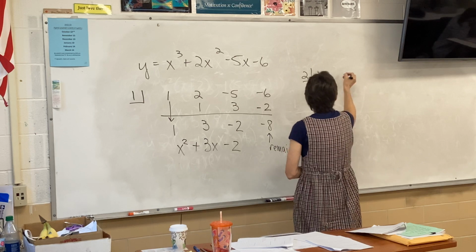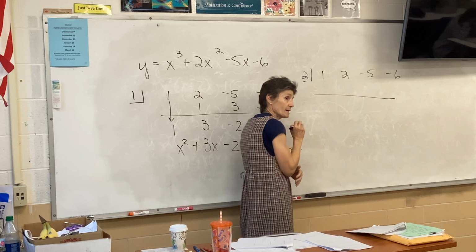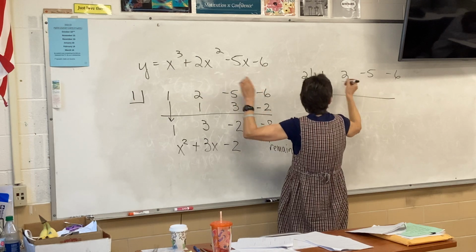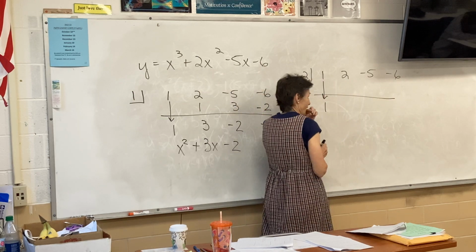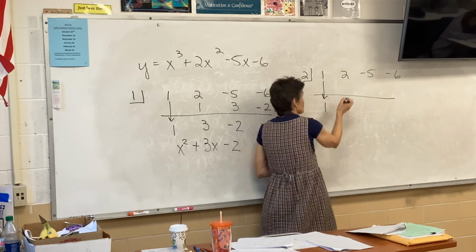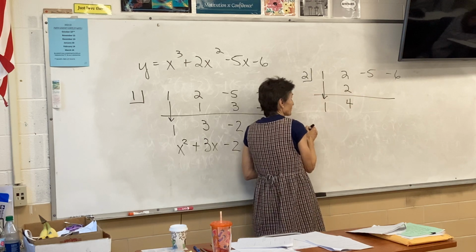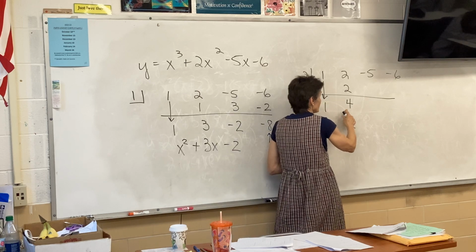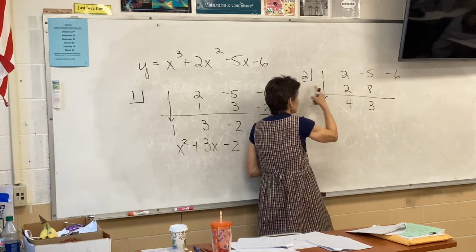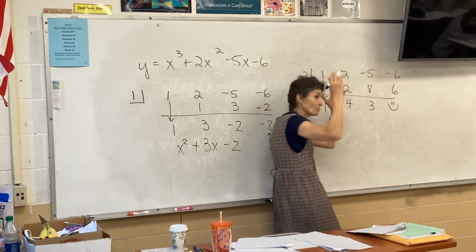So 1, 2, -5, -6. All right, let's walk through this one again, and then maybe you'll try the next one on your own. Remember, these are the numbers from the problem. Bring the first one straight down. 2 times 1 is 2, write it here. And add. 2 times 4, write it here. Add. Oh, 2 times 3, 6. Add. There it is. We guessed one.